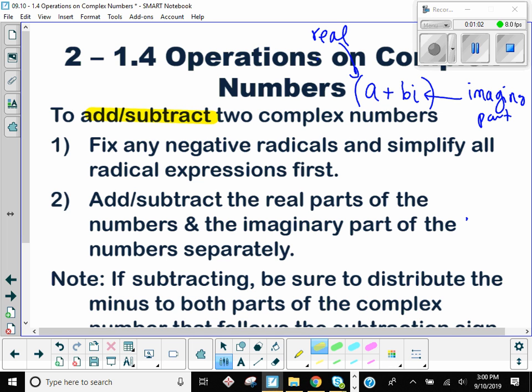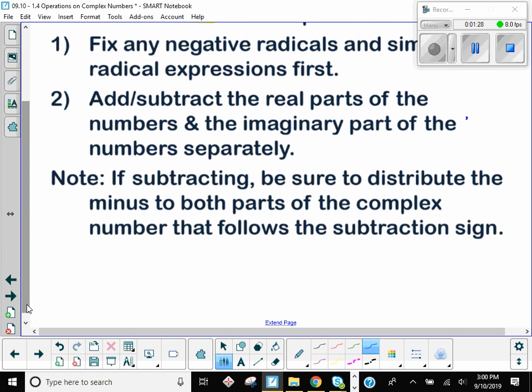Multiplication of complex numbers works a little different. So the first thing you want to do is fix any negative radicals and simplify all the radicals first. Then you add and subtract the real parts together. You add and subtract the imaginary parts together, and that gives you a new complex number. And this little note down here just says, if you're subtracting, be sure to distribute the minus to both parts of the complex number that is being subtracted.